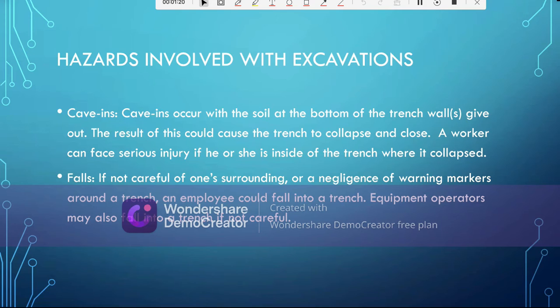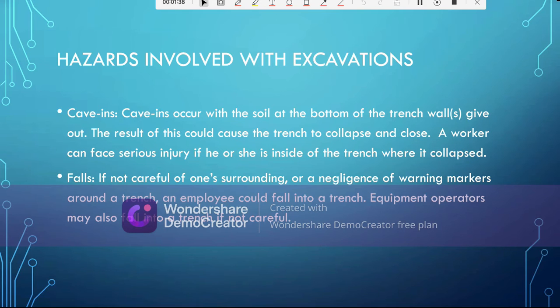Hazards involved with excavations include cave-ins and falls. Cave-ins occur when the soil at the bottom of the trench walls gives out. The result of this could cause the trench to collapse and close. A worker can face serious injury if he or she is inside of the trench when it collapses.